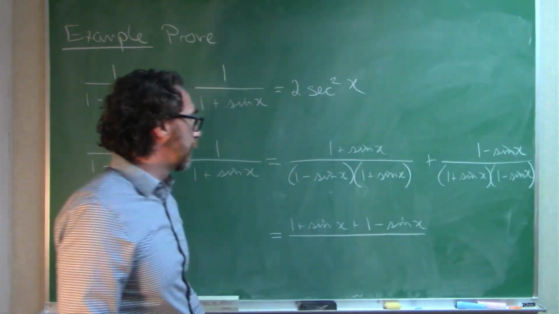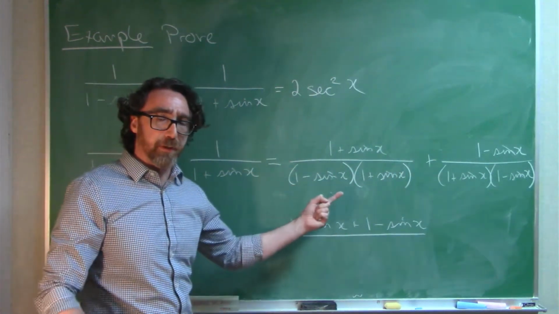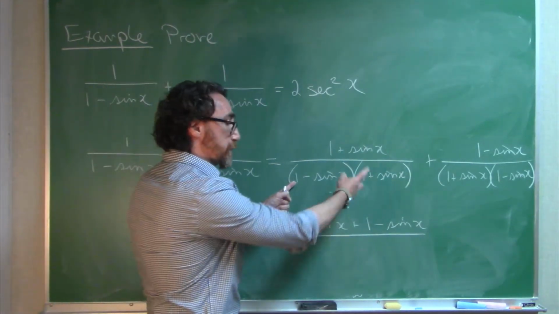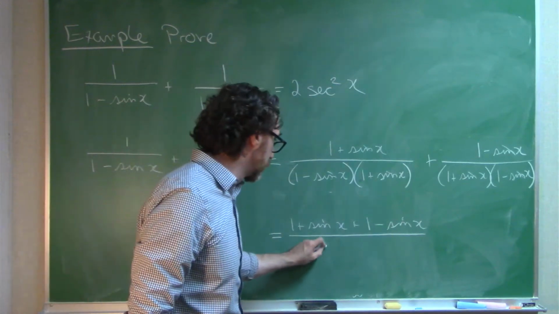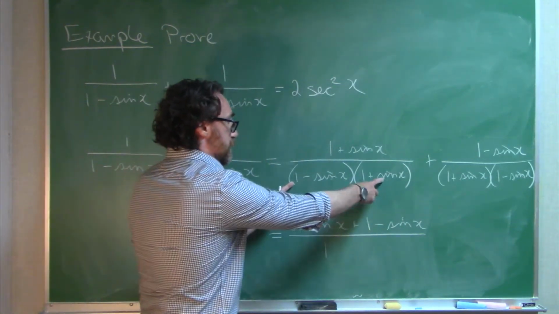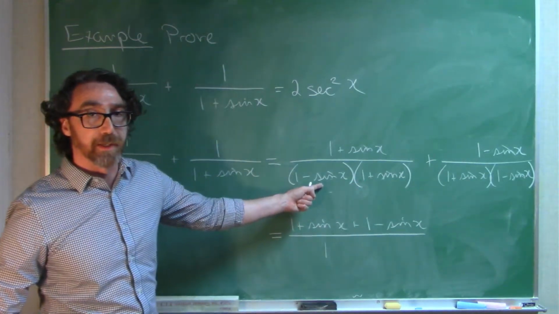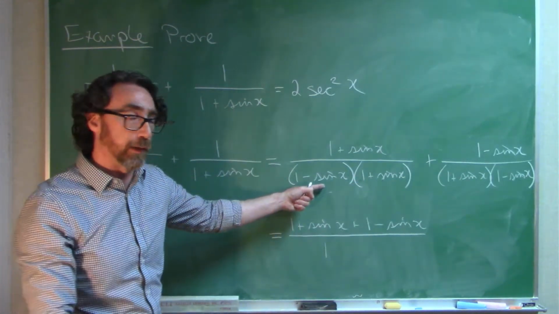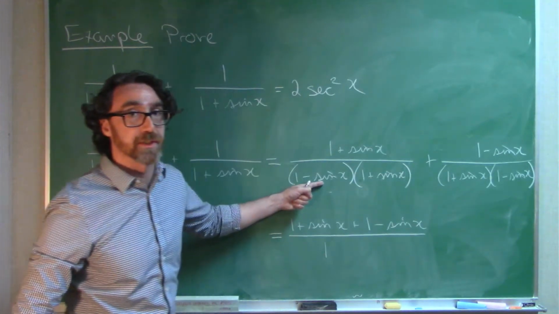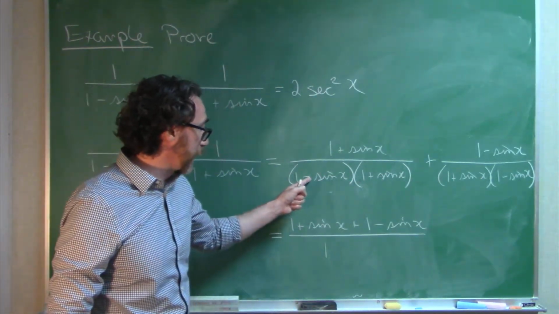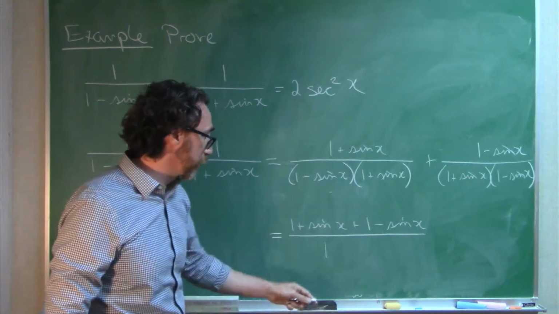All right. Now, in my denominator, I'm going to multiply them out. First times first, 1. Outside times outside, sine x. Inside times inside, negative sine x. Those cancel each other out. I got a plus sine x, I got a minus sine x. They cancel. Last times last. Negative times positive is negative.